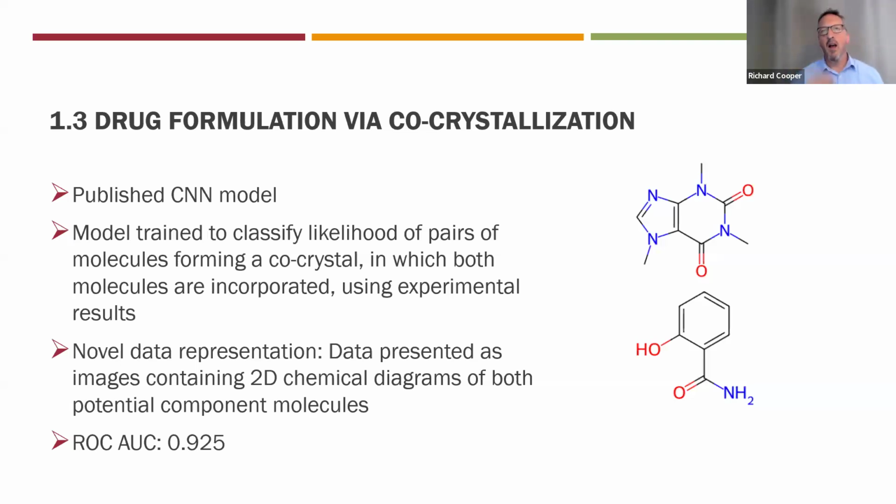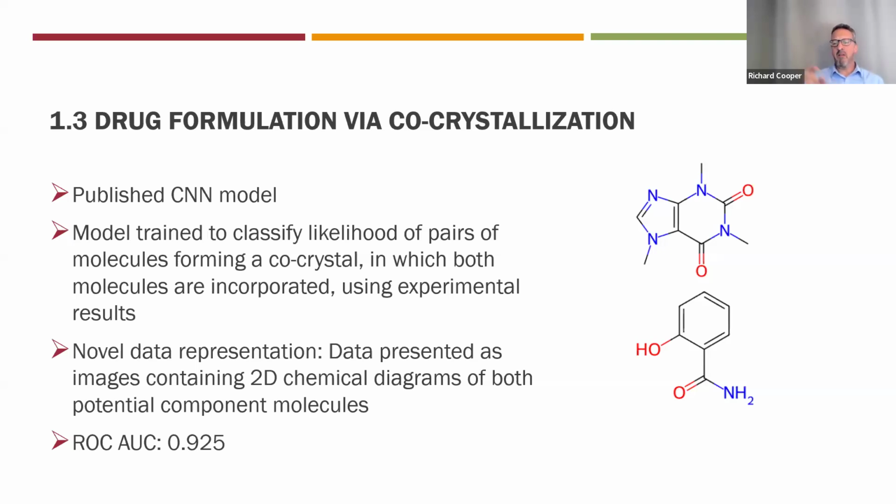And the final one is a kind of silly example, but in the formulation step, this is a published model for determining whether two crystals will co-crystallize together. So you might do this with a drug molecule to try and make it more soluble or more stable, or there are various reasons for wanting to tune its properties by mixing it with other molecules. And they classified the likelihood of it forming a co-crystal based on some experimental data set they had.